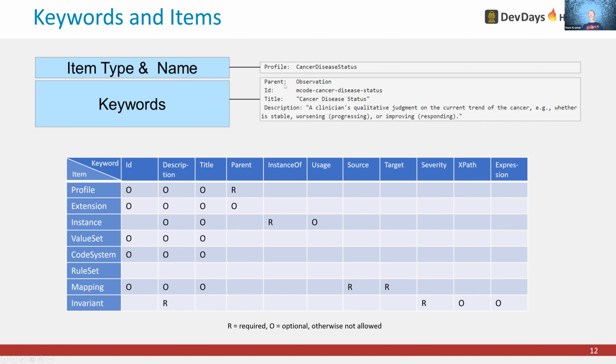Parent is the resource or other profile that we're deriving this profile from. The ID is a unique identifier within the scope of this fish tank. The title is the way it's going to appear in the IG, and the description is a definition. It can be longer or shorter than what's shown here. And this table is just for your reference. It shows for each item that you can define which of these keywords are legal and which ones are required and which ones are optional.